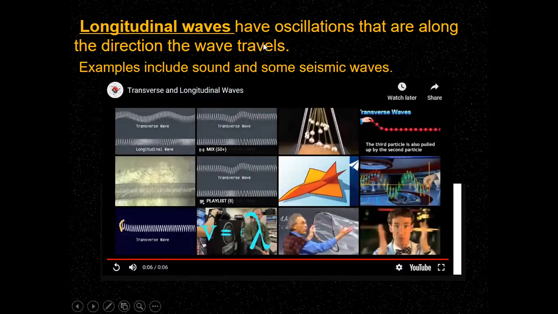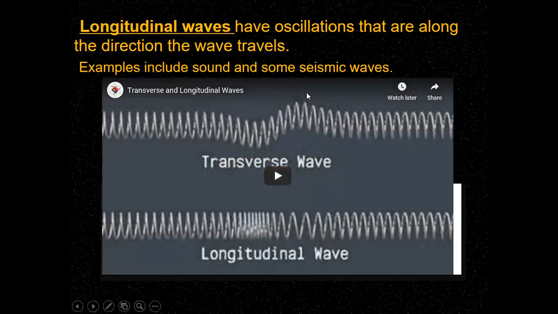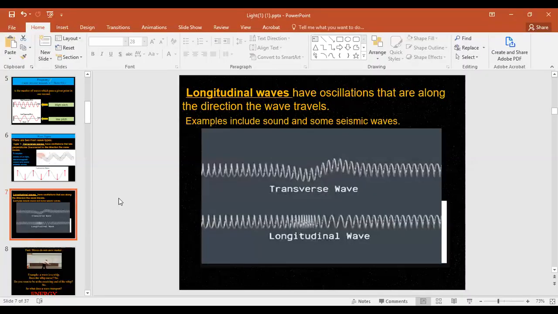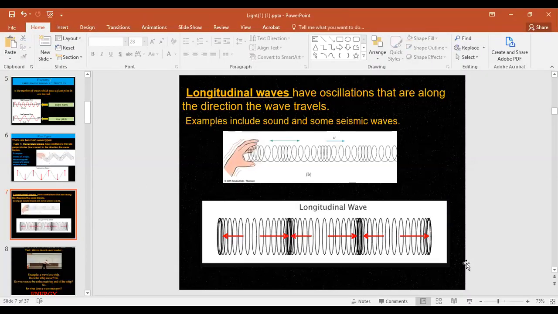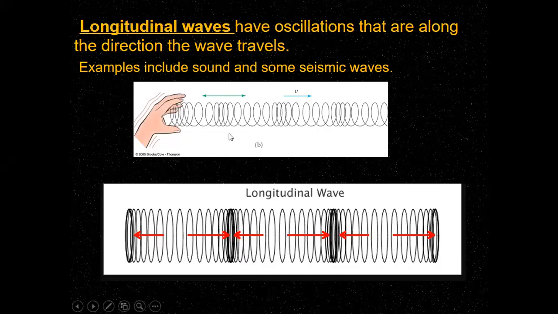So the longitudinal waves have oscillations that are along the direction the wave travels. Here the examples include, let me get rid of the full screen here so I can remove this video, and I'll show you what a longitudinal wave looks like when drawn in a picture. Here the wave is propagating horizontally, and the molecules or the particles in the slinky move back and forth like in this picture. So those are longitudinal waves.